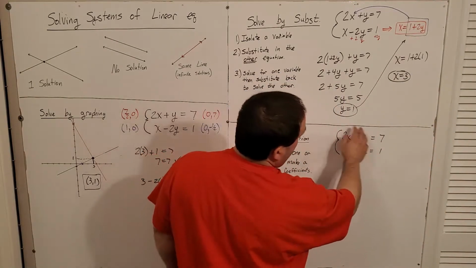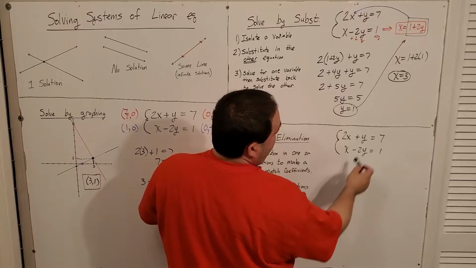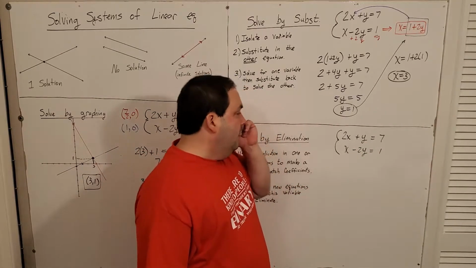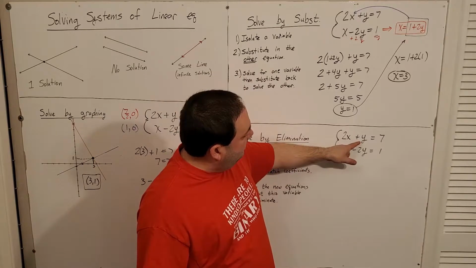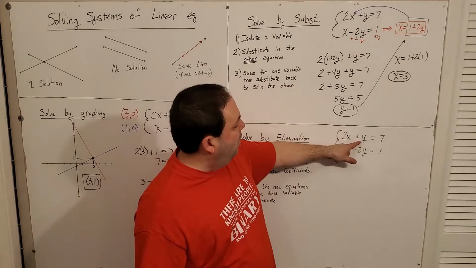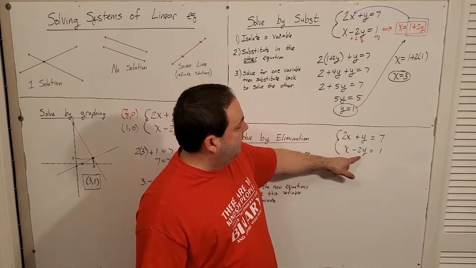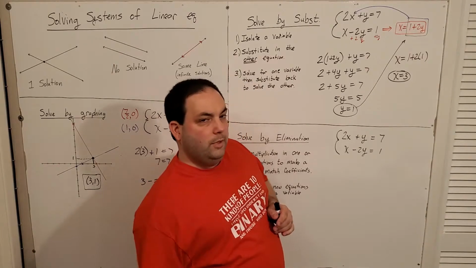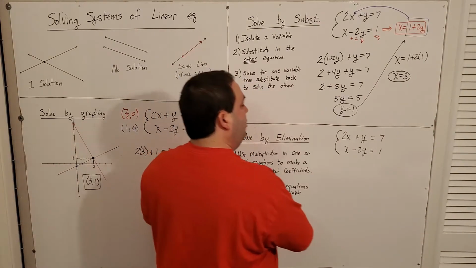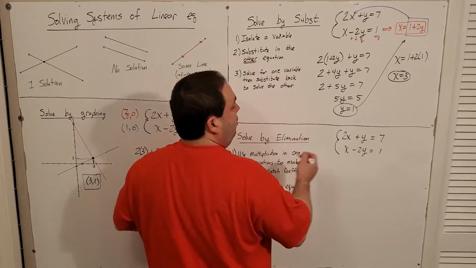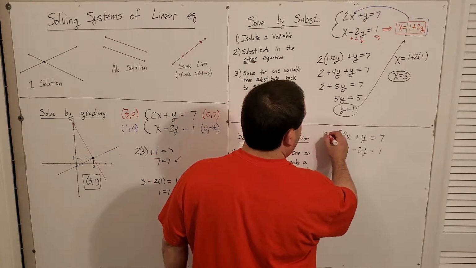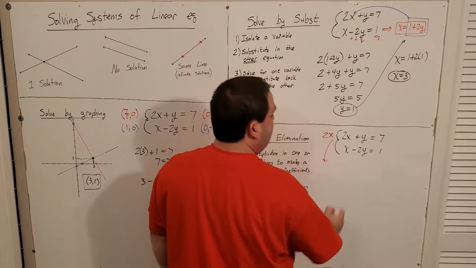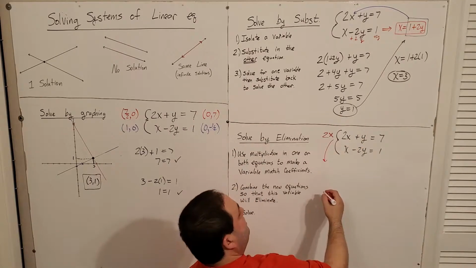Right here, I'm looking at the y and the negative 2y. What I'm noticing is that if I just had a positive 2y and added it to the negative 2y, those would add to 0 and eliminate. So all I'm going to do to make that happen is multiply that top equation times 2, the whole equation times 2. And that's going to give me a new system. The new system looks like this.